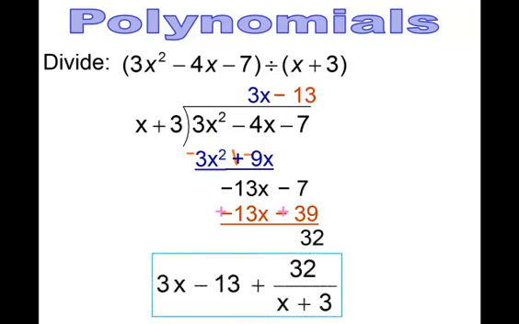And when you get a remainder, and in this case the remainder is 32, how you write your remainder is you write your solution, which is that 3x minus 2, and because my remainder is positive, it's going to be a plus 32 over your divisor, which is that x plus 3. So this is how a remainder would be written.